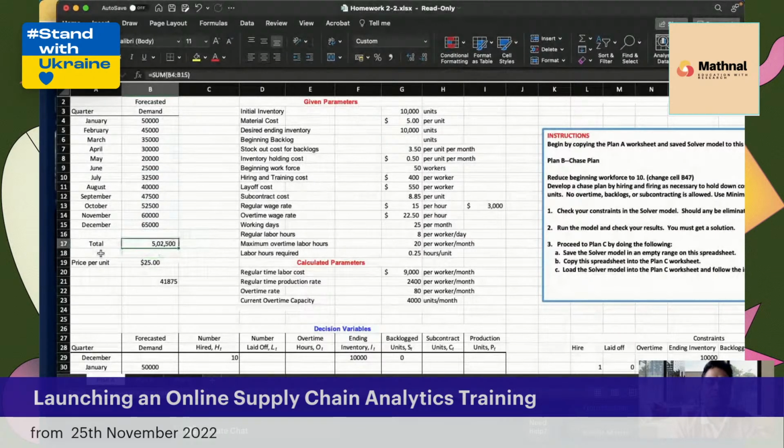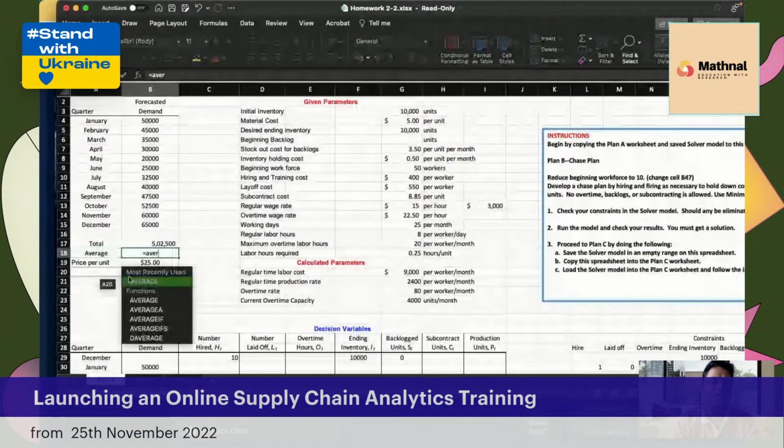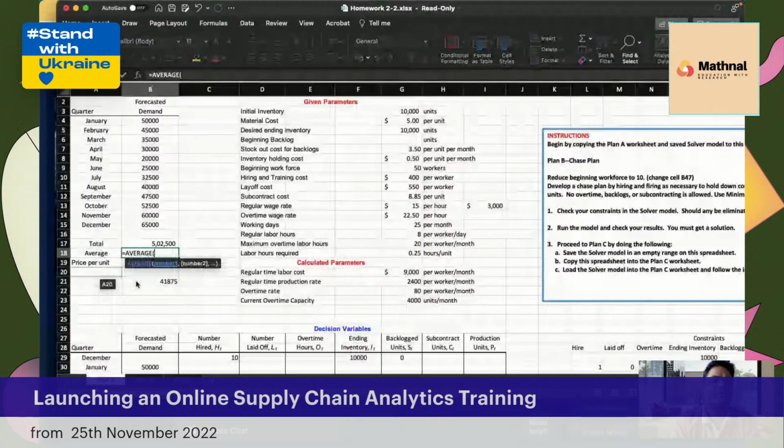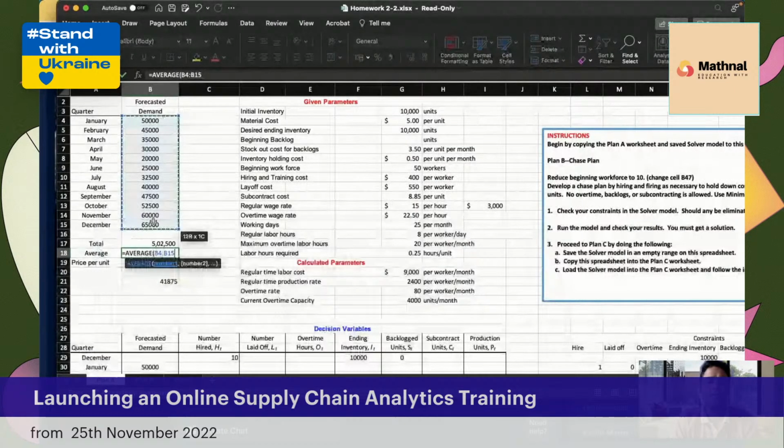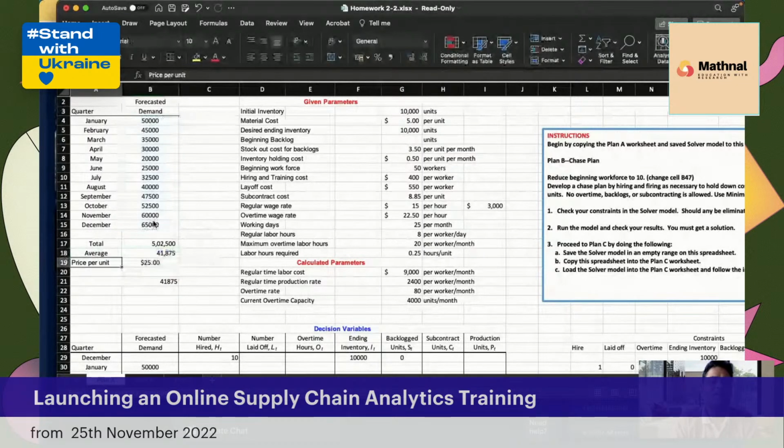I'm going to use the average formula from Excel, and I think you must be very familiar with these formulas, because these are quite common formulas which we apply on a regular basis in Excel, right? So this is the average demand per month, 41,800.